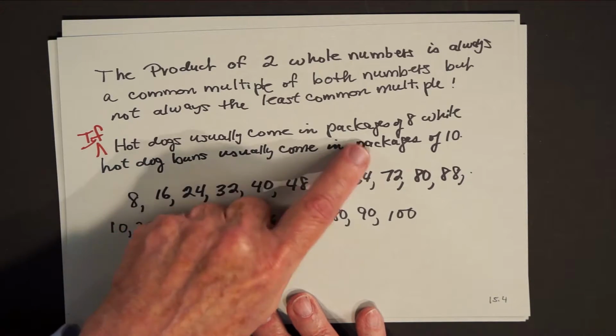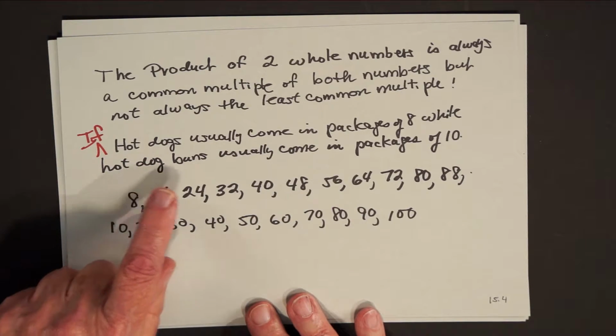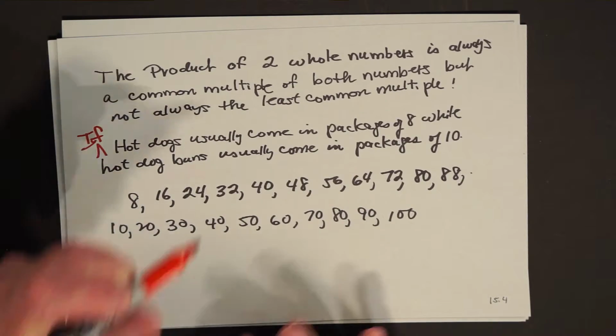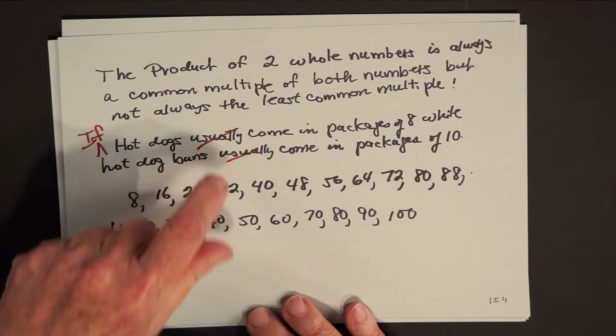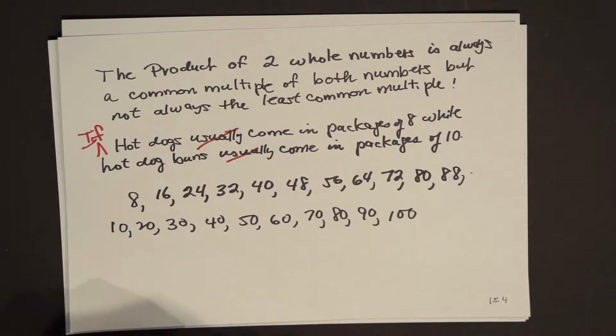If hot dogs come in packages of 8, while hot dog buns, I'll cross these out now, come in packages of 10, how many packages of each should I buy to make sure I have exactly the same number of hot dogs as I have buns?